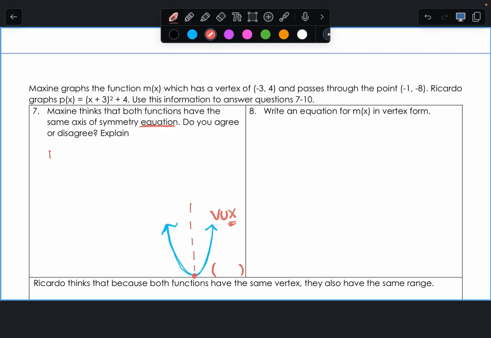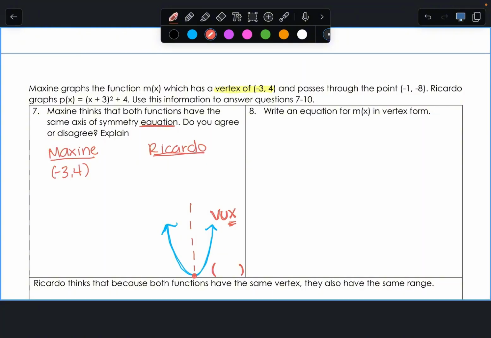So now we have to compare Maxine and we have to compare Ricardo. We know that the axis of symmetry always goes through the vertex. Now, for Maxine, it literally tells us that her vertex is at -3, 4. Makes that easy. So what is her axis of symmetry? Think about it. X equals a number, always goes through the vertex.